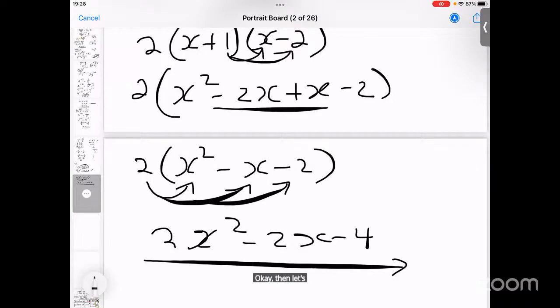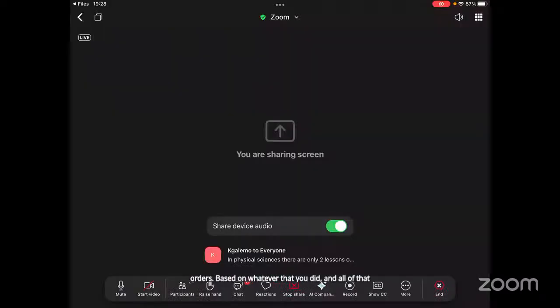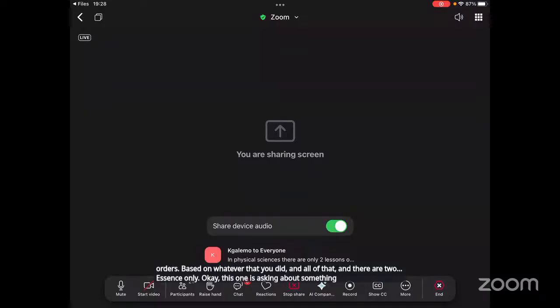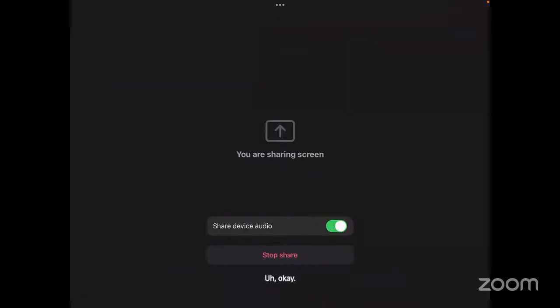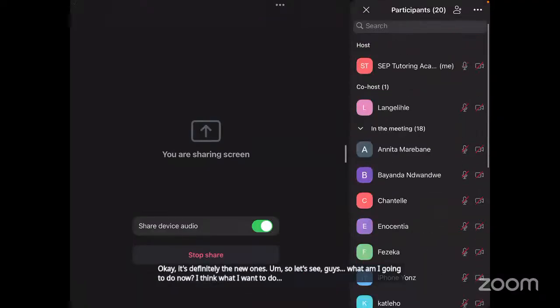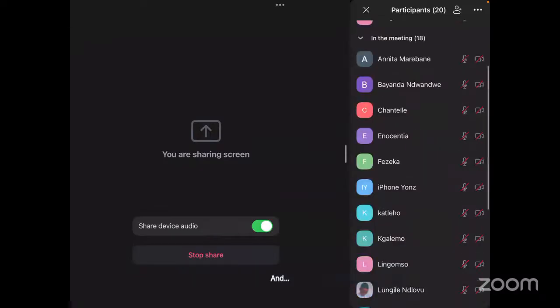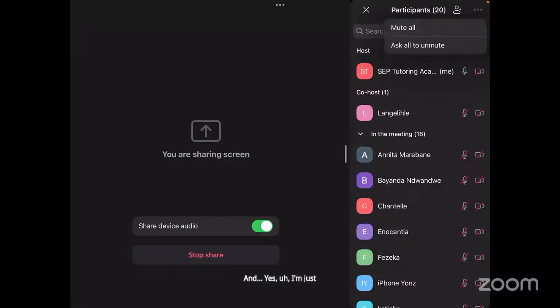I'm now going to allow you guys to raise points of order based on whatever you did and all of that. There are 2 lessons only. Okay, this one is asking about something else. Okay, it's definitely the new ones. So let's see, guys, what am I going to do now? I think what I want to do is to unmute. Yes, I'm just going to ask to unmute.